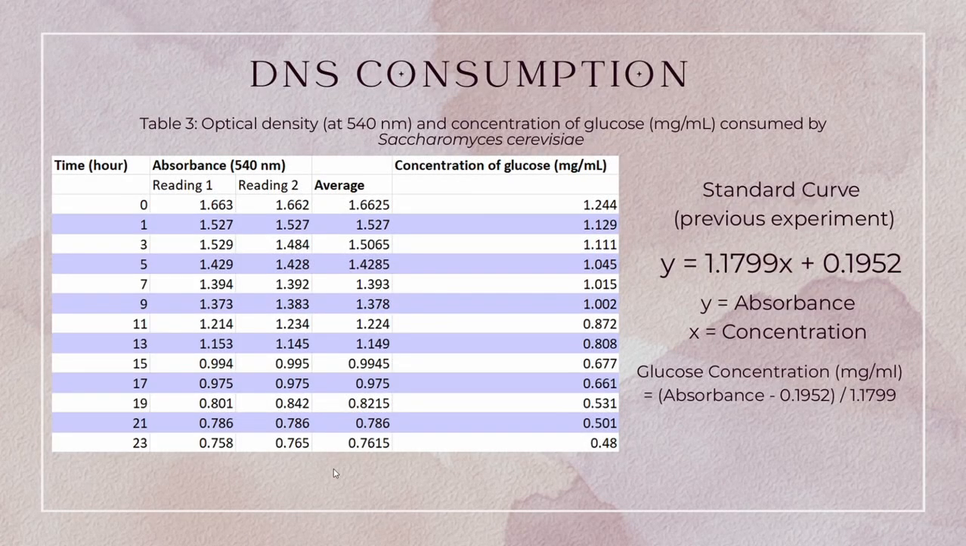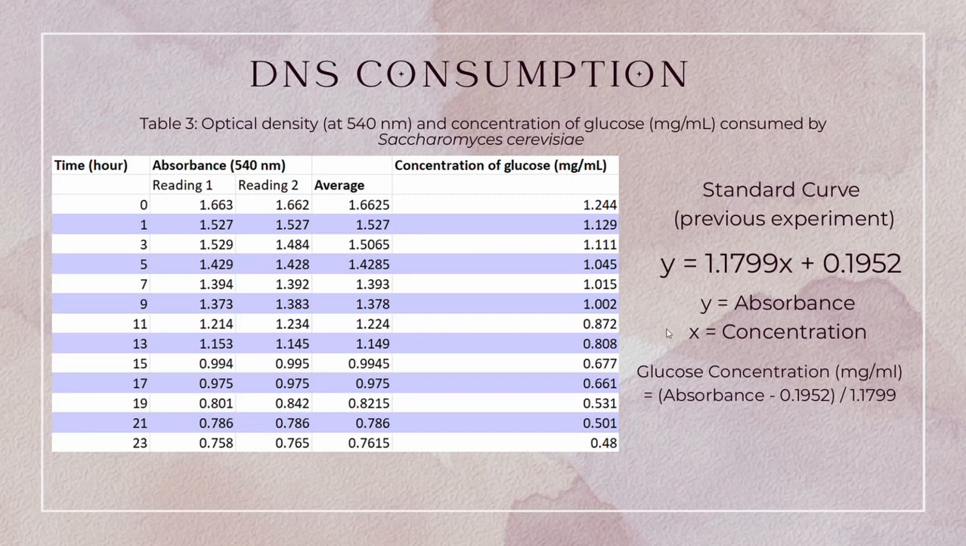So this is regarding the DNS analysis to show how much glucose was consumed by the yeast in the bioreactor. Table 3 shows the optical density at 540 nanometer and the concentration of glucose consumed by Saccharomyces cerevisiae. The same method is used to calculate the glucose concentration, using the standard calibration curve obtained from the previous experiment, y equals 1.1799x plus 0.1952, where y is the absorbance and x is the concentration of the glucose.